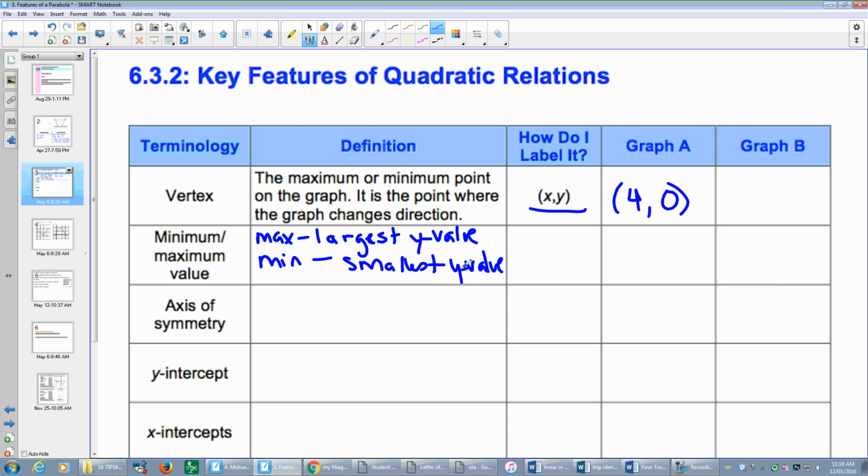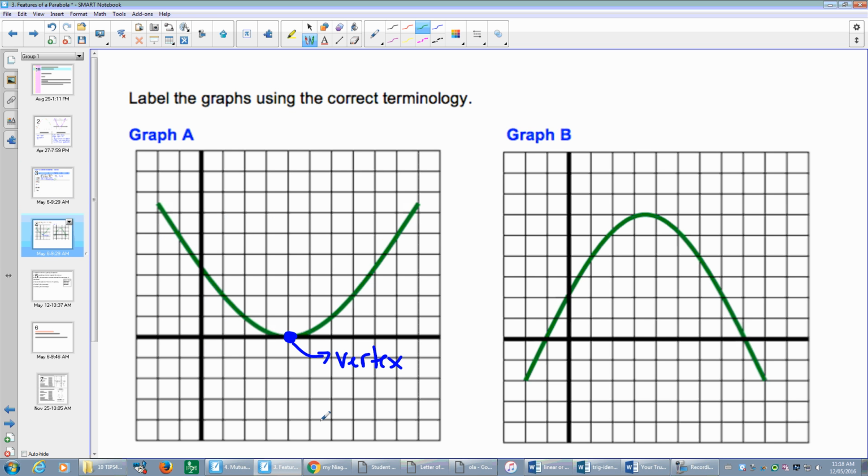How do we label this? We will label this y equals, and you will fill in the number. There's a couple of ways you can do this. If I look on this graph here, will I have a maximum or will I have a minimum? What do you think, Hannah? Yeah, it always occurs at the vertex. So I'm going to write here beside my vertex, this is a minimum.